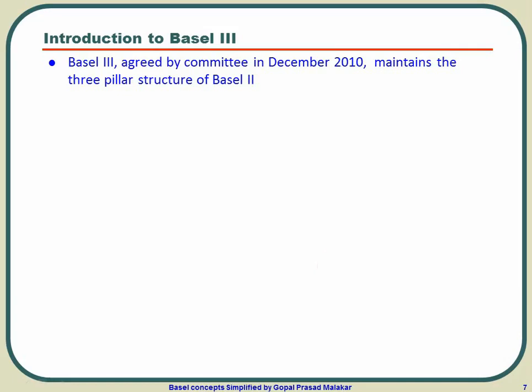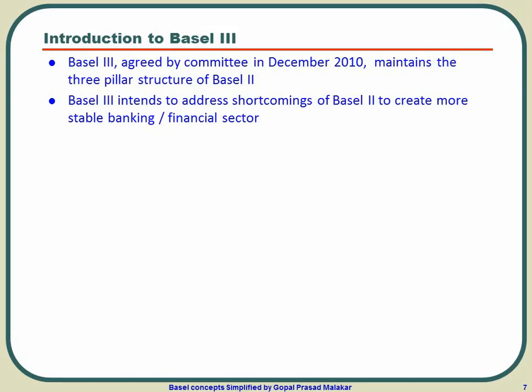So Basel III, which was agreed by the committee in December 2010, maintained the three-pillar structure of Basel II. If you remember, in Basel II there were three pillars: capital adequacy ratio, supervisory review, and market disclosure. It maintained that three-pillar structure because theoretically that should help a lot with the financial health of the whole environment. However, it acted hugely on the shortcomings of Basel II. So Basel III intends to address the shortcomings of Basel II to create more stable banking and financial sectors.